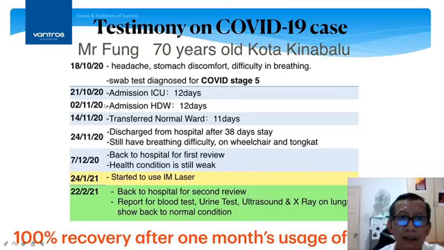There's also a case of a 70-year-old from Kota Kinabalu. On the 18th of October last year, he was diagnosed with COVID, and he was admitted for 12 days in ICU, and after that in high dependency, then 11 days in the normal ward, and after that he was discharged. But at the time of discharge, his condition was still very weak after the first review. But on the 24th of January, he started using it for exactly 1 month, and went back to hospital for a second review. Reports for blood test, urine test, everything showed back to normal condition.